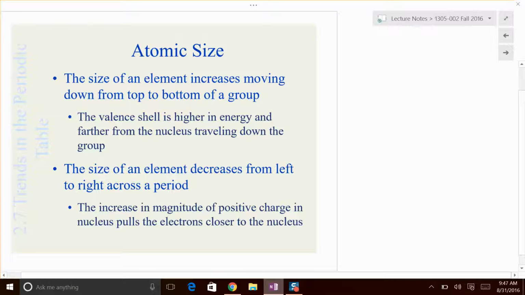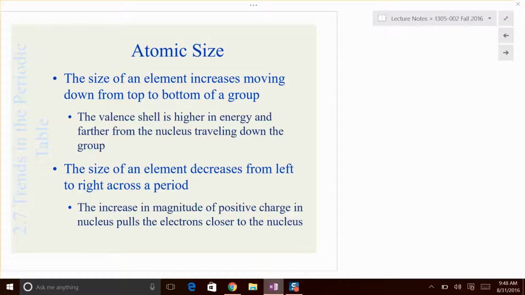Okay, atomic size. The size of an element increases moving down from top to bottom of a group. Atomic size increases as I move down. Neon is smaller than argon. Argon is smaller than krypton. This is bigger than xenon. So as I move down, it's increasing. That makes sense because what am I adding every time I move down the periodic table? And yes, I'm adding another energy shell. Every time. So it's getting bigger and bigger every time I move down a period of the periodic table. So that makes sense.